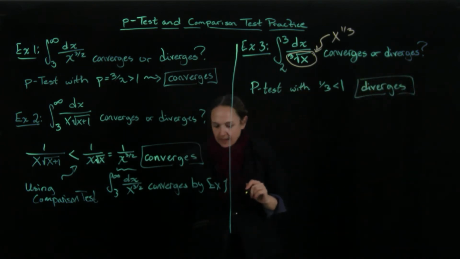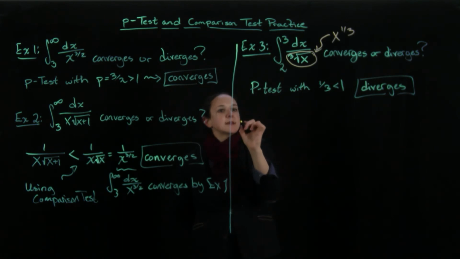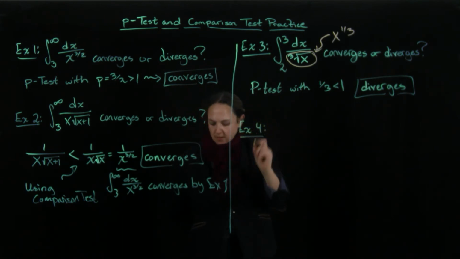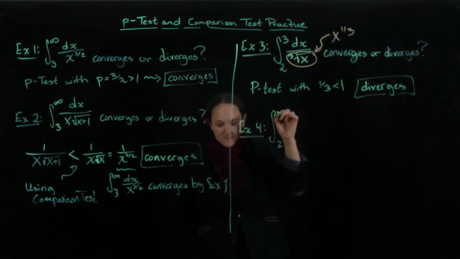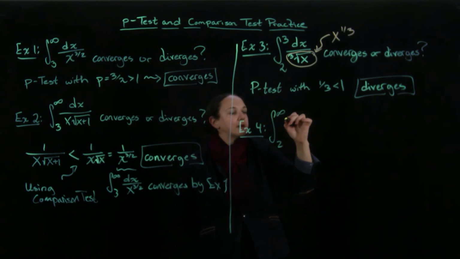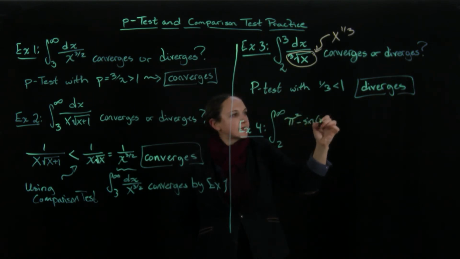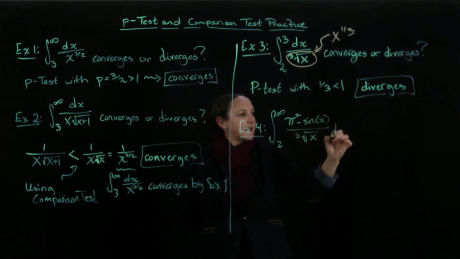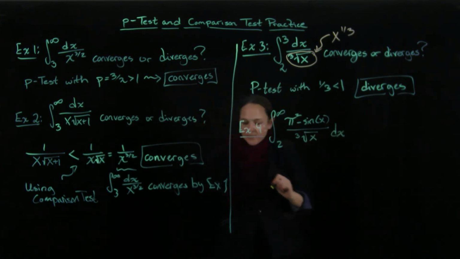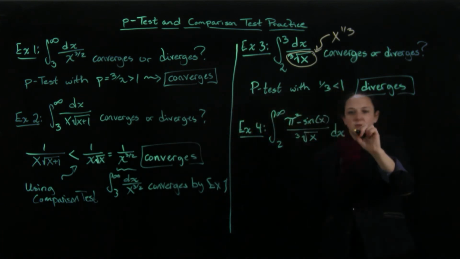Then we're going to go through one more. This is going to be example 4. Now I want to take the integral from 2 to infinity of pi squared minus sine of x over the cube root of x dx. Again, we want to know whether this converges or diverges.